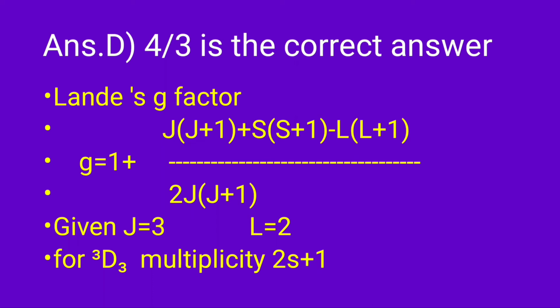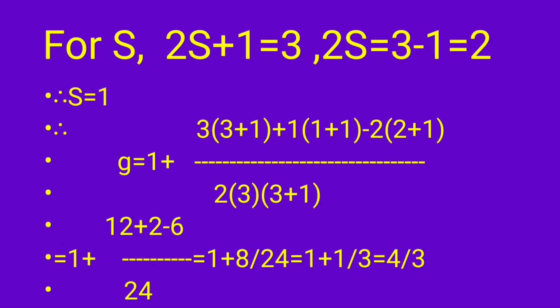Given data: J equal to 3, L equal to 2 for 3D3, multiplicity 2S plus 1. For S, 2S plus 1 equals 3, simplifying, S is equal to 1. Therefore, g equals 1 plus 3 into 3 plus 1 plus 1 into 1 plus 1 minus 2 into 2 plus 1, divided by 2 into 3 into 3 plus 1. Simplifying, we get 4 by 3 is the correct answer.